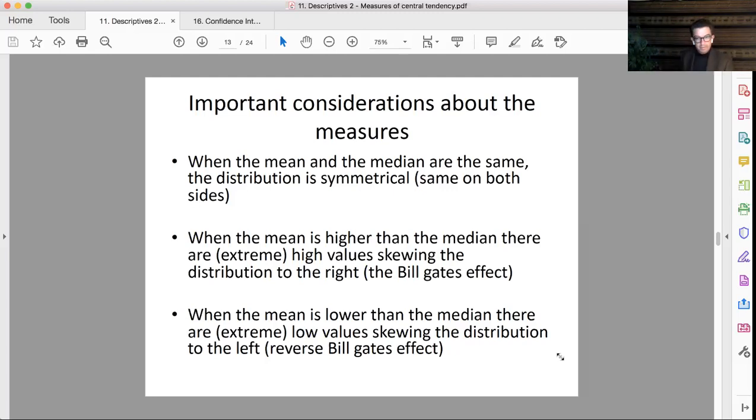And that's one of the problems with the mean, that very high values can skew the whole distribution, or it can pull it in some direction, but that doesn't happen with the median, right? So this skewing effect is sometimes called the Bill Gates effect. Bill Gates is the guy who founded Microsoft, right? Windows, Microsoft Excel, all of those things. So he's a billionaire. At one point, he was the richest man in the world.